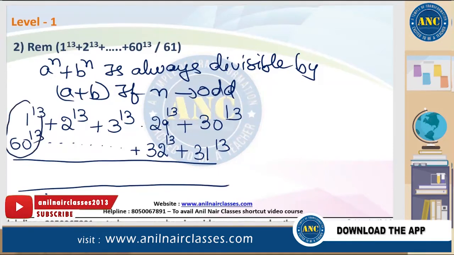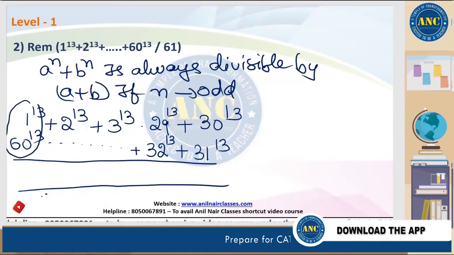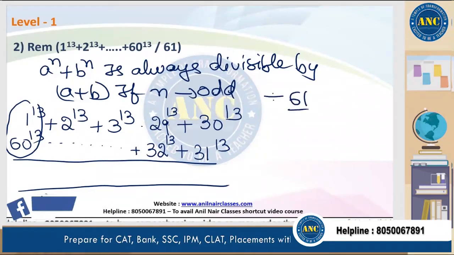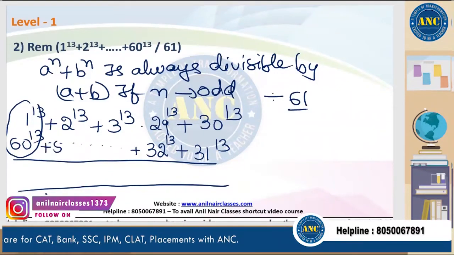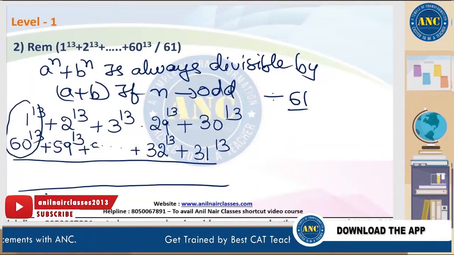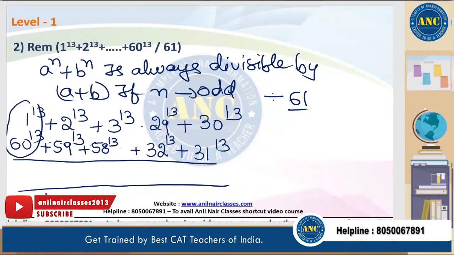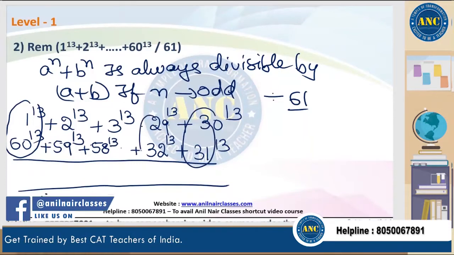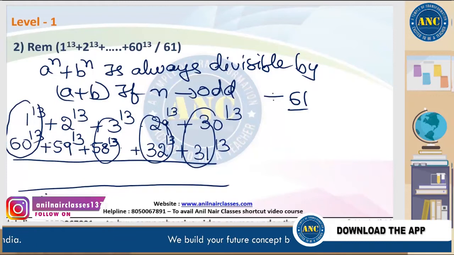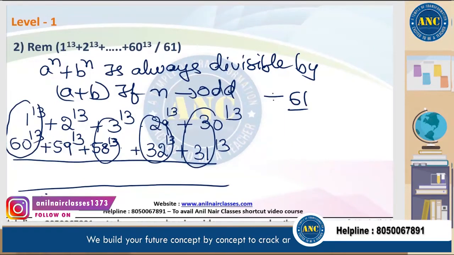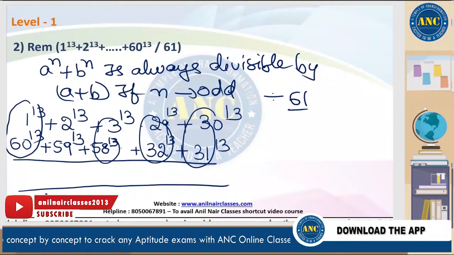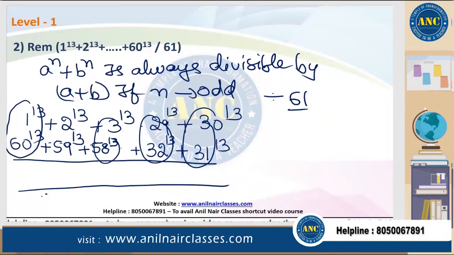A power n plus b power n is always divisible by a plus b if n is odd. 1 plus 60 means it is divisible by 61. 2 and 59 is also divisible by 61. 3 and 58 is also divisible by 61. 30 and 31 is also divisible by 61. First and last, second and second last, third and third last, fourth and fourth last. So there are 60 terms. First 30 terms I have got, the next 30 terms whose sum makes 61.